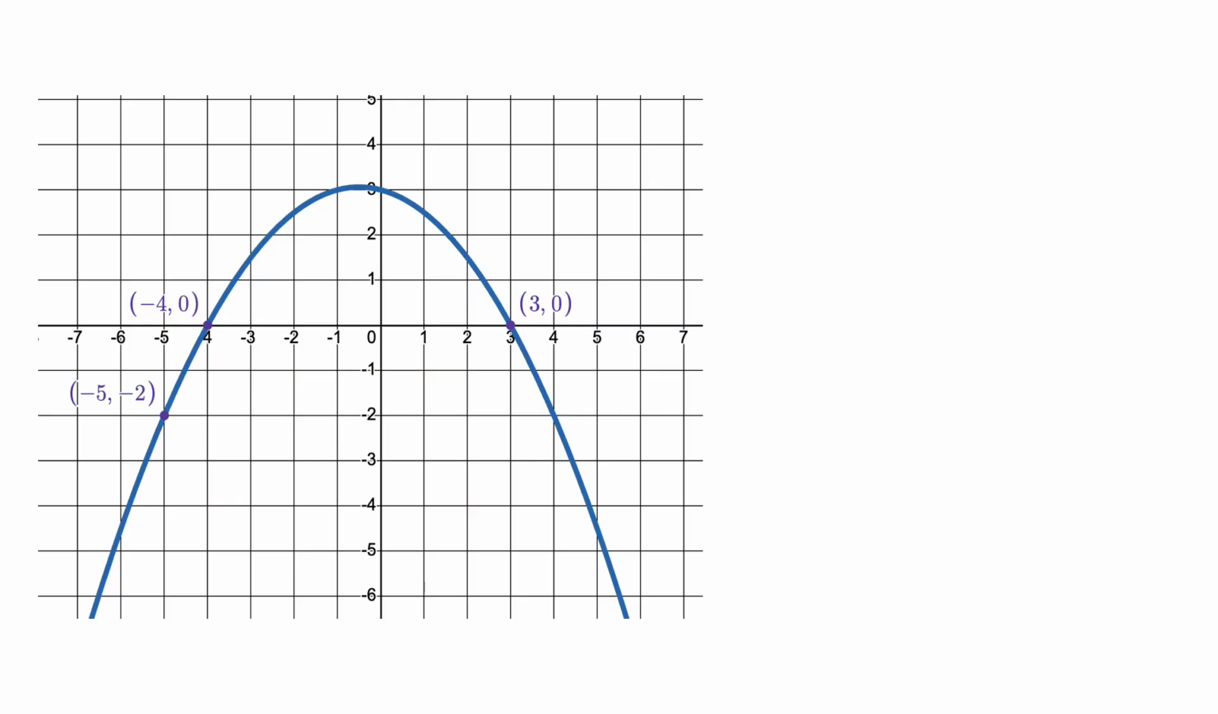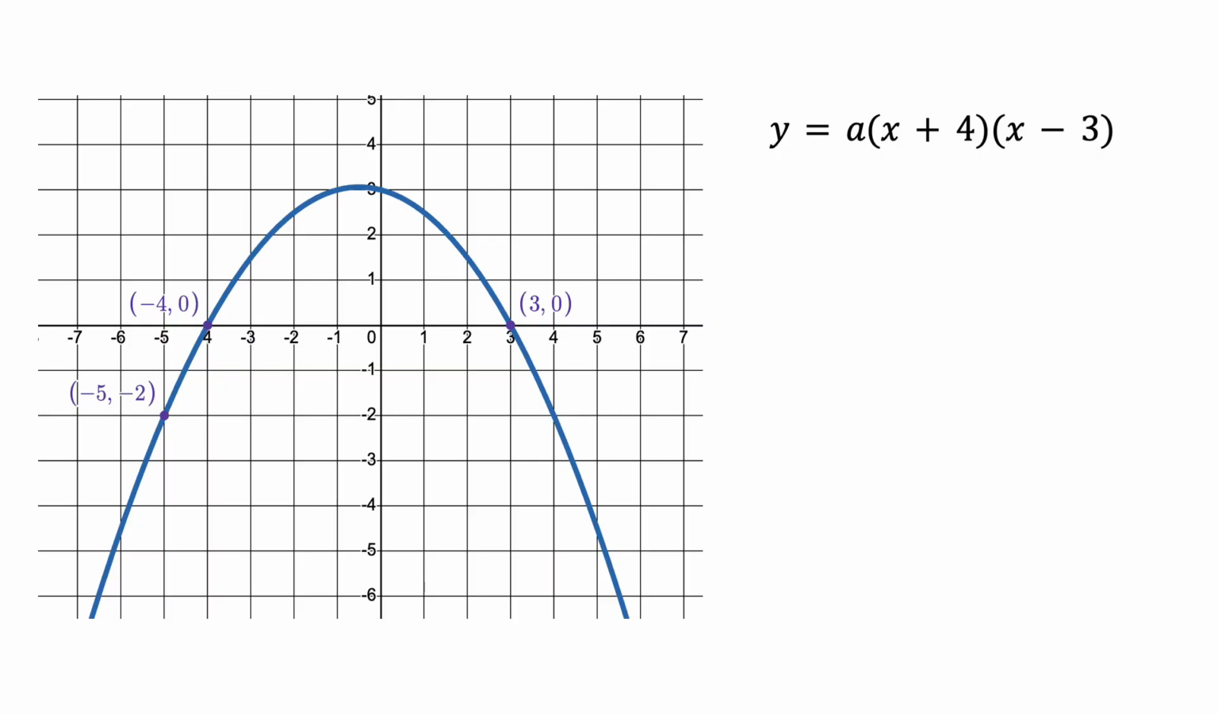What if I don't know exactly what the vertex is? Then we're going to have to use a different form. And because I know the roots, I'm going to put it into factored form. Notice inside the parentheses, x plus 4 represents the root -4, and x minus 3 represents the root 3. Remember, inside the parentheses, it's always opposite of what you would think.